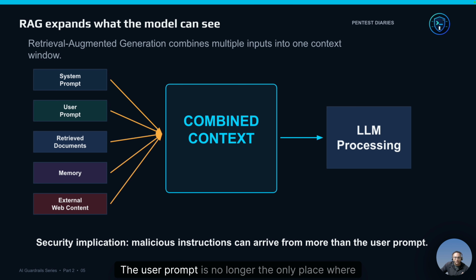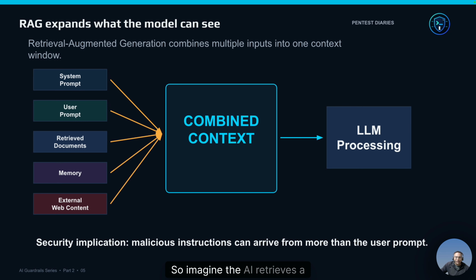The user prompt is no longer the only place where malicious instructions can originate. Malicious instructions could exist inside a document. They could exist inside the memory. They could come from a compromised knowledge base, or they could even come from a website the system retrieves. So when we talk about prompt injection, do not think only about someone typing a malicious prompt directly into a chatbot. Indirect instructions entering through the retrieved content can be equally important.